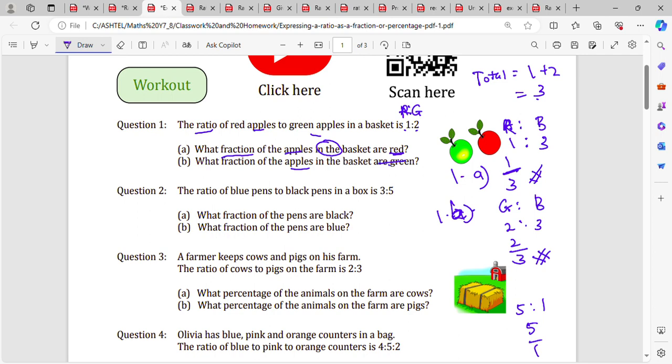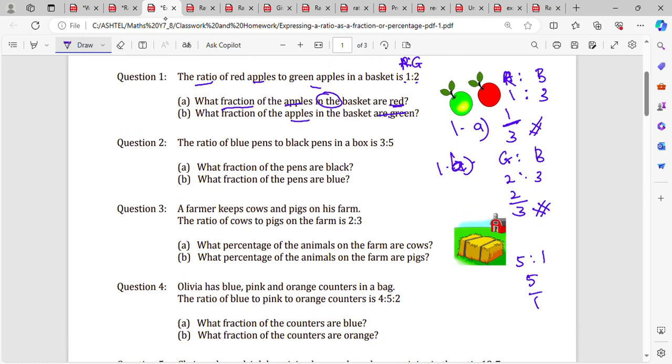Now let's see question 3. A farmer keeps cows and pigs on his farm. The ratio of cows to pigs on the farm is 2 to 3. So you see you have cows and pigs, the ratio of cows to pigs, 2 to 3. So what percentage of the animals on the farm are cows?